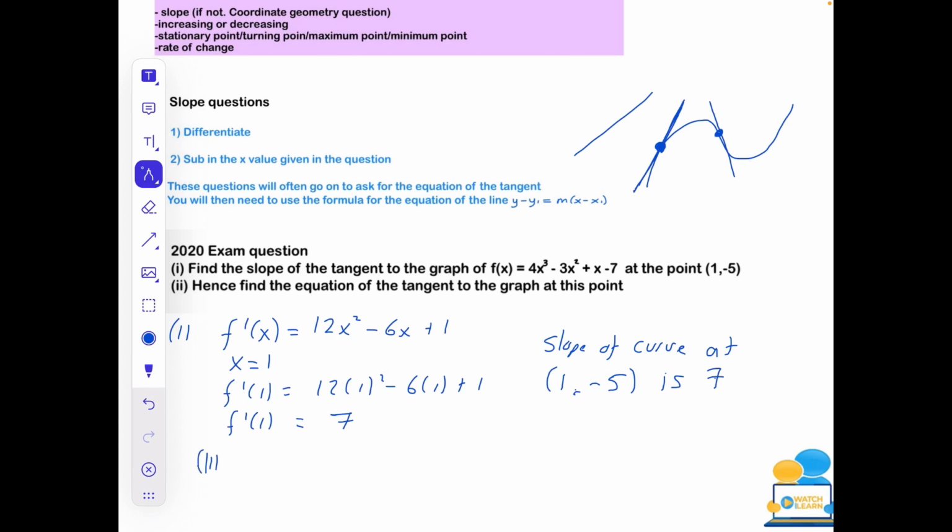Okay, so that's part 1 done. Part 2 then, it said hence. Whenever something says hence, you need to use your answer from the part above. Find the equation of the tangent to the graph at this point.